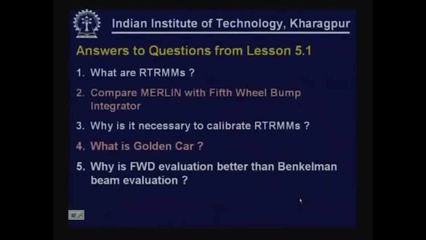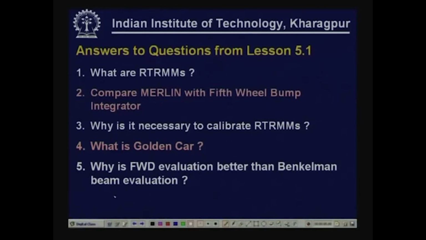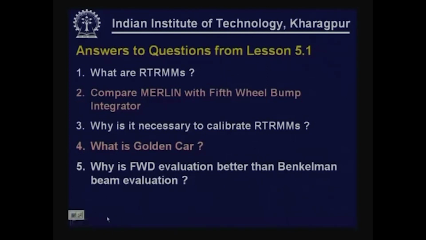Why is FWD evaluation better than Benkelman beam evaluation? In FWD evaluation, we get information about the deflection bowl of the pavement, whereas in the case of Benkelman beam we get only one deflection, which is the maximum deflection, whereas in FWD we get a number of deflections. As a result, we get more information about the pavement compared to what we get from Benkelman beam evaluation. So, FWD is always better than BB evaluation.